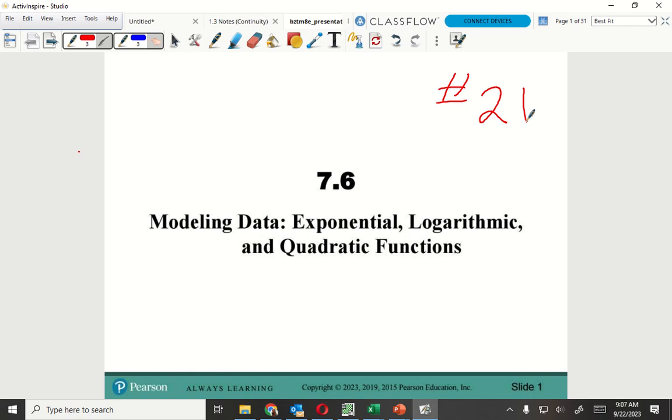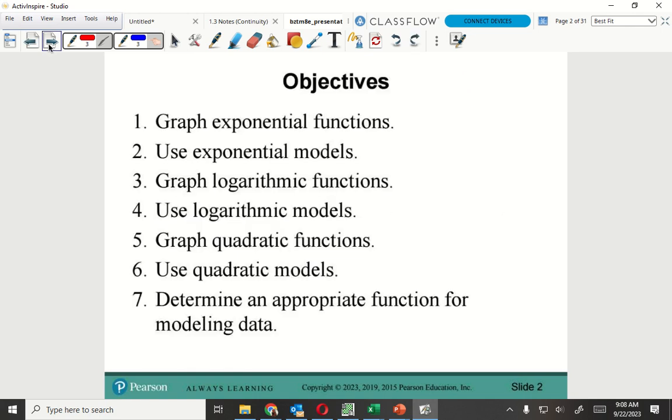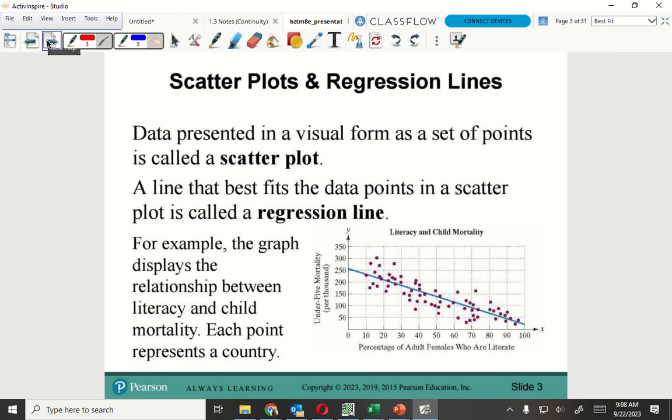Okay. All right, we're going to do modeling data, exponential, logarithmic, and quadratic functions. So, the NumWorks calculator is mandatory for this. If you try to use Desmos, you're going to kick yourself in the teeth. So, right here, what we have is, we're going to deal with scatter plots and regression lines.